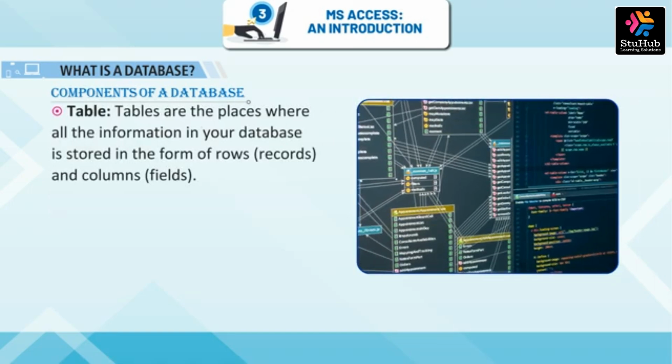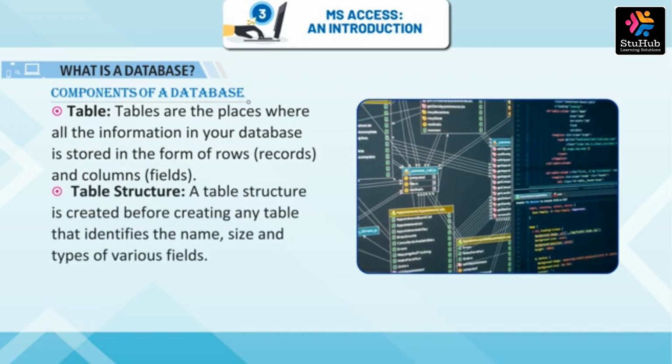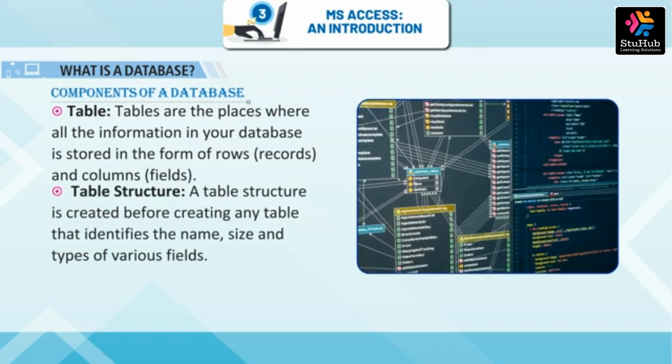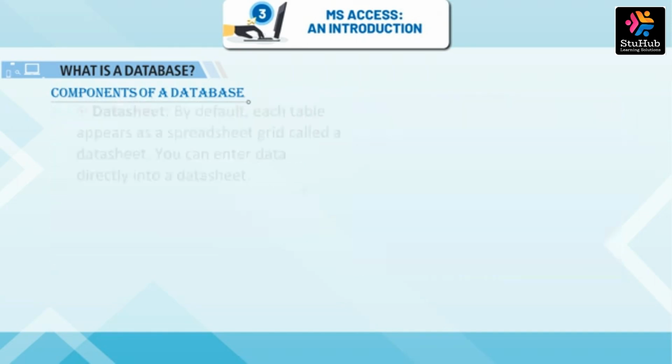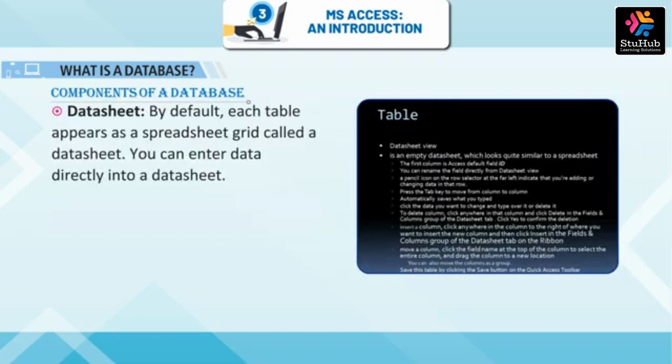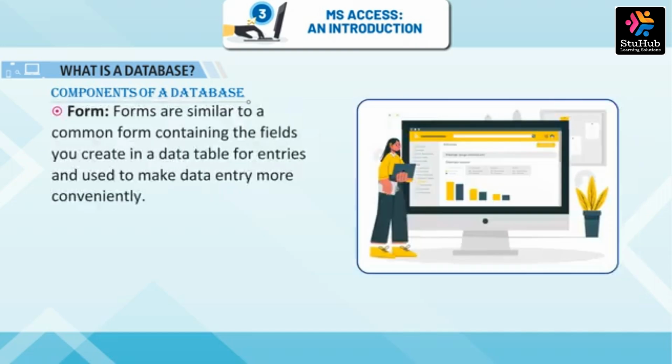Table. Tables are the places where all the information in your database is stored in the form of rows or records in columns or fields. Table structure. A table structure is created before creating any table that identifies the name, size, and types of various fields. Data sheet. By default, each table appears as a spreadsheet grid called a data sheet. You can enter data directly into a data sheet.